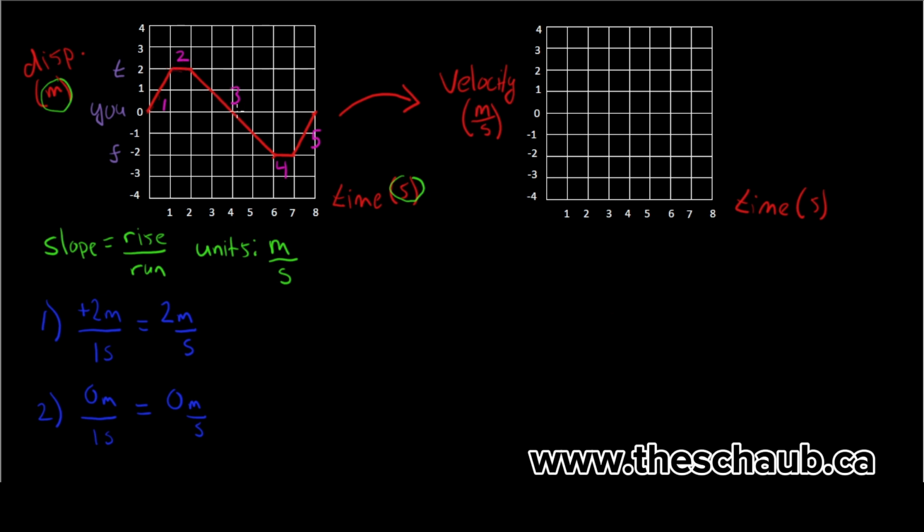In the third segment, the student moves from the teacher's desk, which is at a displacement of +2, to their friend's desk, which is at a displacement of -2. This is a rise of -4 meters, from +2 to -2. It takes the student 4 seconds to walk this displacement. So that's a run of 4 seconds, giving us a velocity of -1 meters per second. Let's pause briefly and discuss this negative sign.